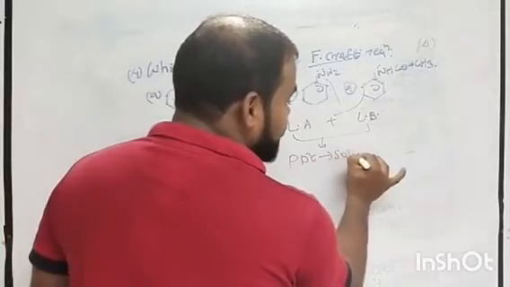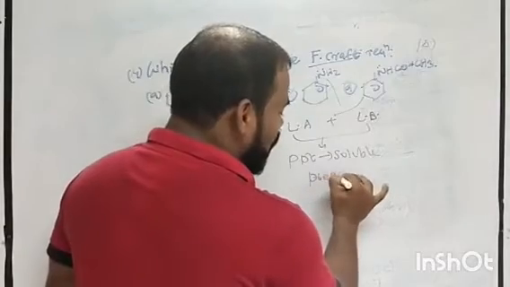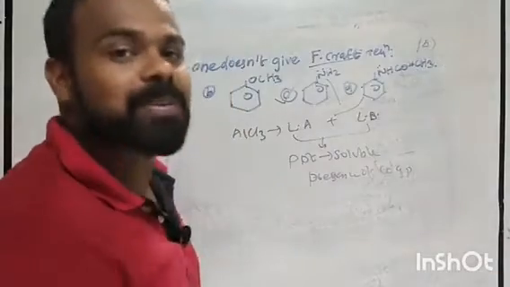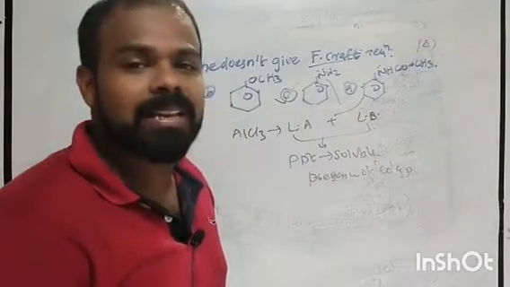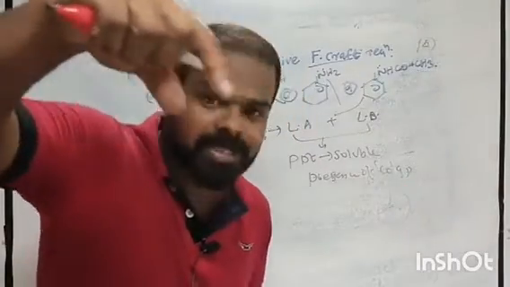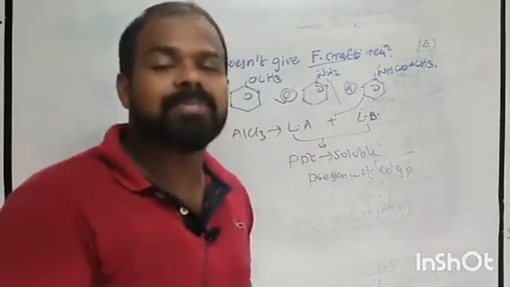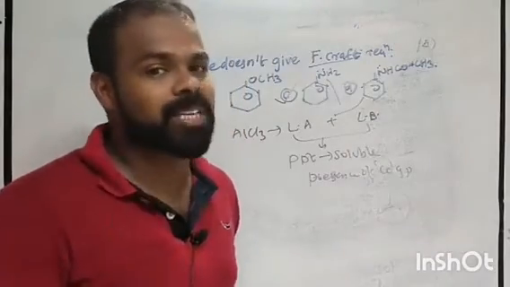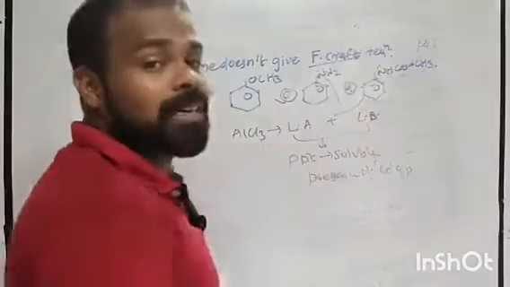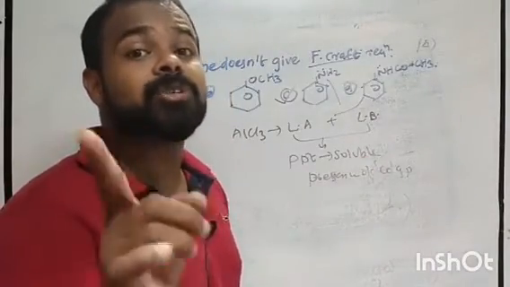But that precipitate will be soluble due to the presence of the CO group. The CO group is present here, therefore it is soluble. If it is soluble, the further reaction will occur there. At the starting time, the precipitation will occur, but later, slowly, it will be converted to our Friedel-Crafts product. Therefore, aniline does not react in the Friedel-Crafts reaction. It is due to the formation of an insoluble precipitate.